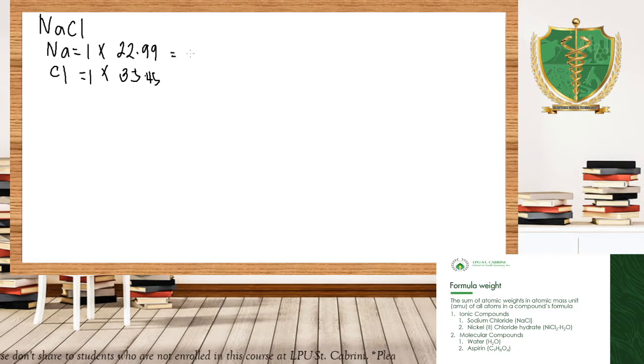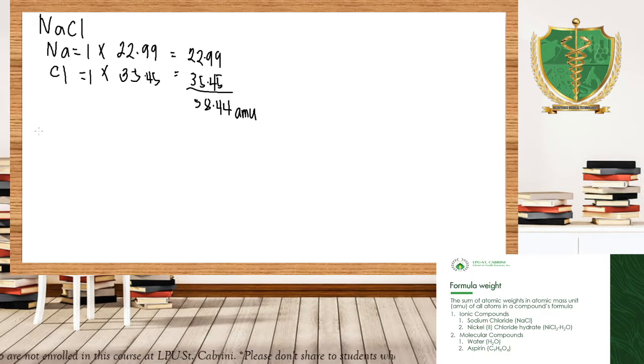So 22.99 times 1 is 22.99. 35.45 times 1 is 35.45. 35.45 plus 22.99 is 58.44 AMU. So this is the formula weight of sodium chloride.